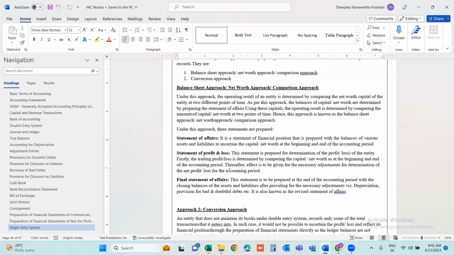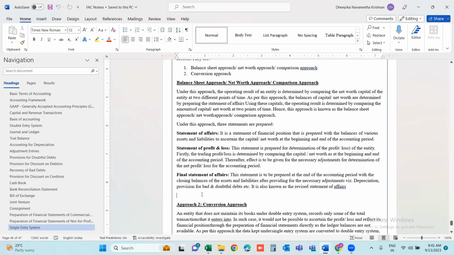After finding out the net profit, I will again prepare the closing balance. That is your final draft of the closing balance. Clear? After depreciation and all, I will prepare the final statement of affairs. Statement of affairs is nothing but the balance sheet.